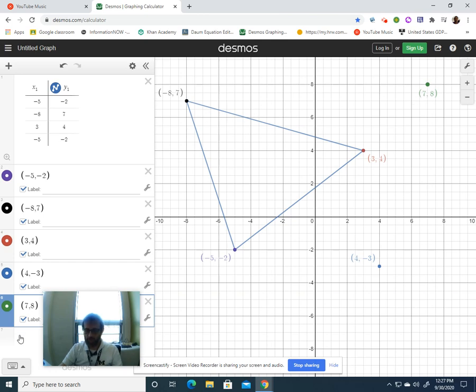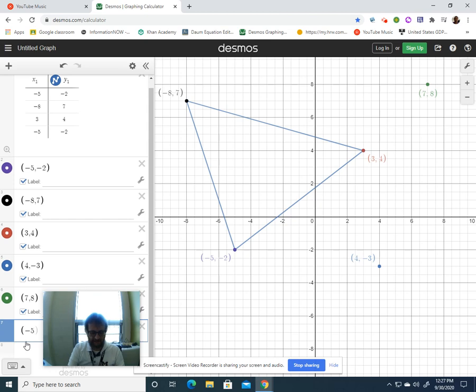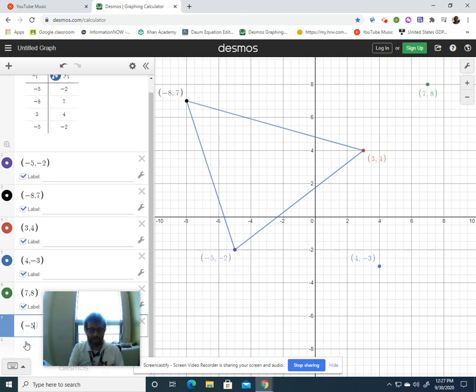And then the last one is coming from third quadrant to second. So in the second quadrant, the x is negative, but the y becomes positive. And again, remember, they switch order. So it becomes negative 2, 5. So everything spins and everything switches spots.